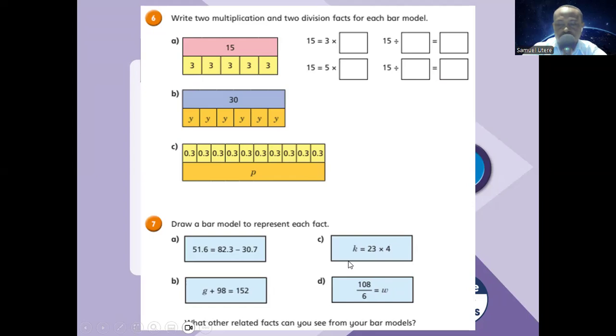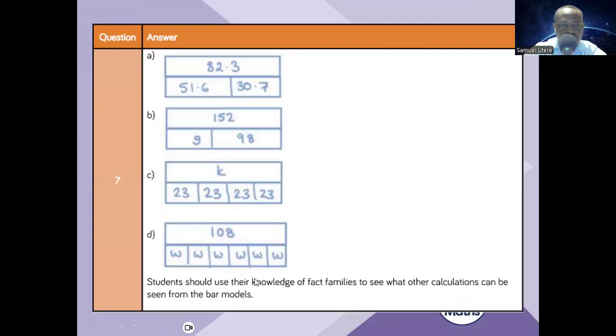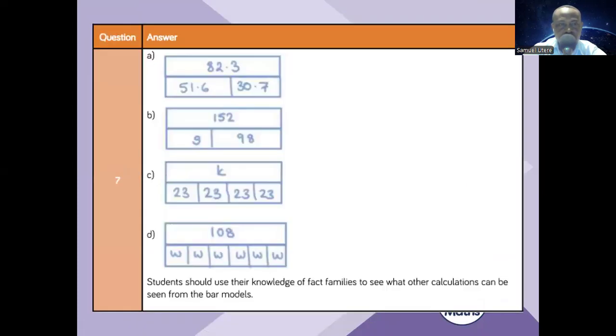Here you can see for D, you're going to have 6 lots of W. Why? You can clearly see here you're dividing 108 by 6 to get W. So remember what we said about grouping? So you have 6 lots of W. Now here, we can represent it as a bar. G plus 98 is equal to 152. So we can have a big bar of 152. Then 2 bars of G and 98. You can see it there.